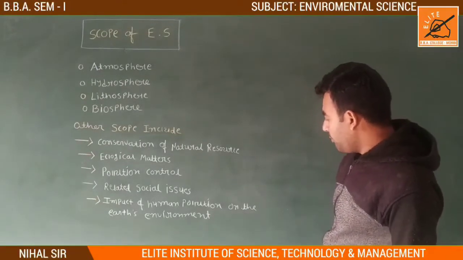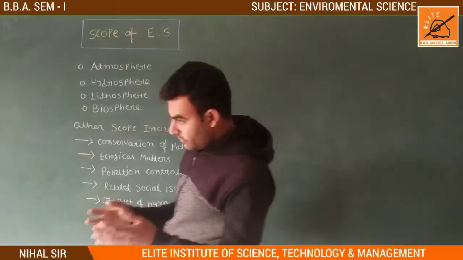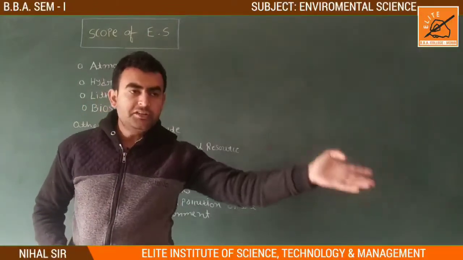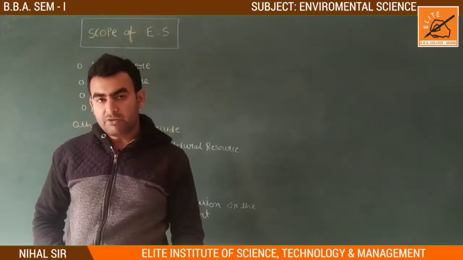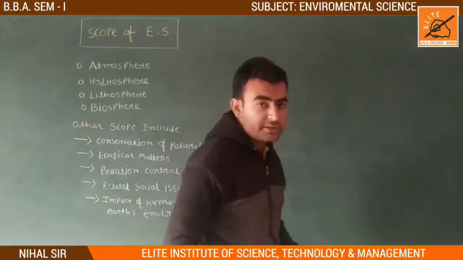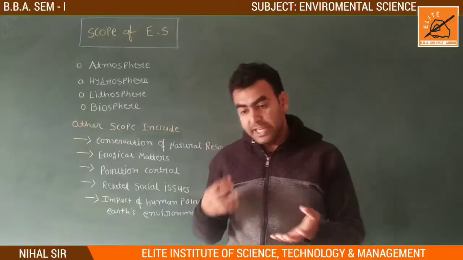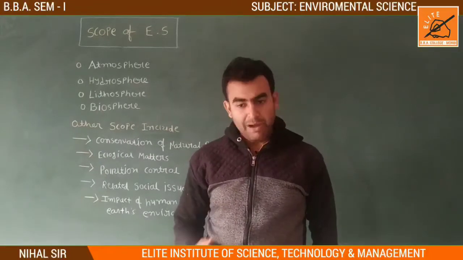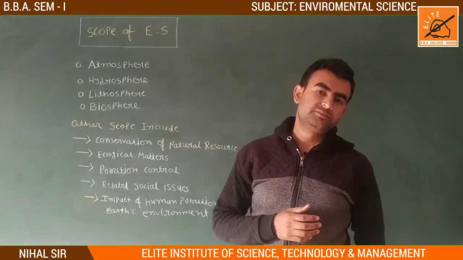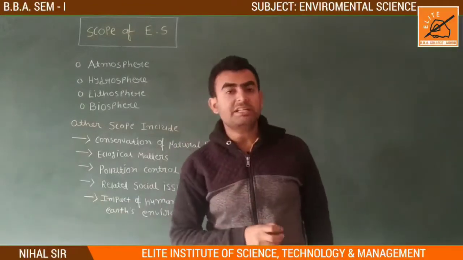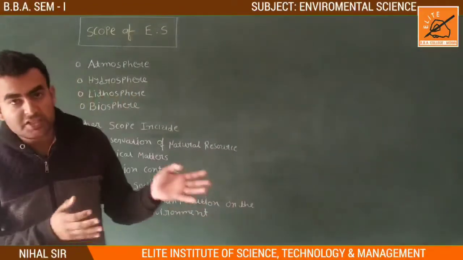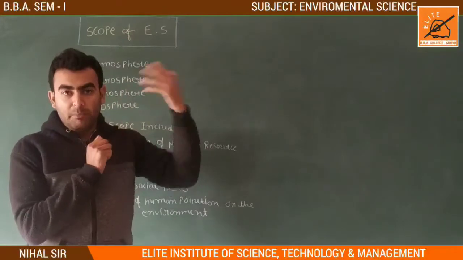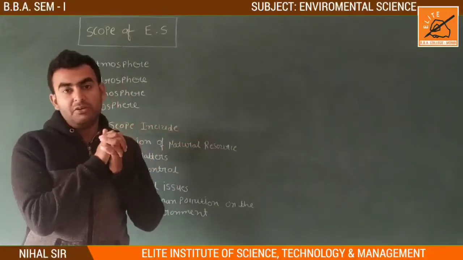Impact of human pollution on the earth's environment. As I told you, it is not only different kinds of industry, but we all also damage our environment. We all also create some kind of pollution. So what will be the impact in the future on our natural resources from human-created pollution? Environmental science tells us that if you are doing this kind of polluting activity now, then after some period of time, this is the impact that will come on our environment.